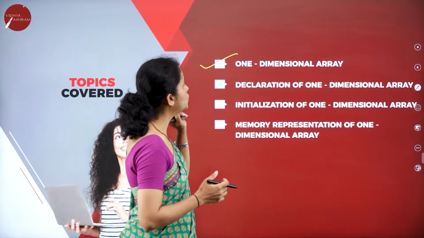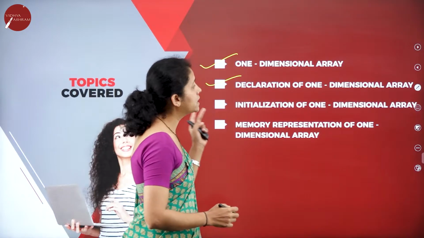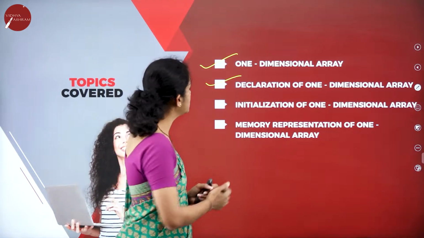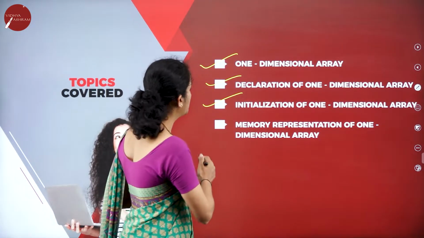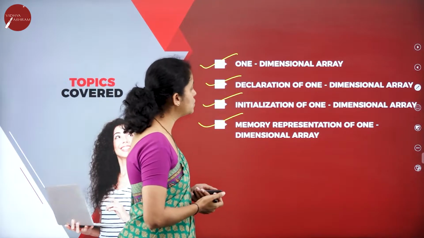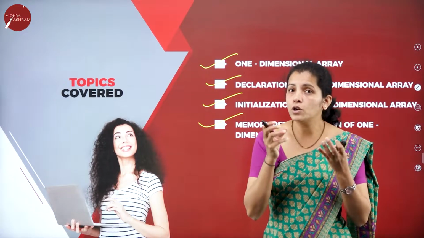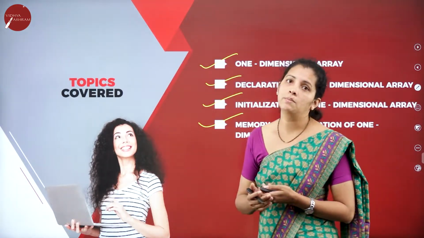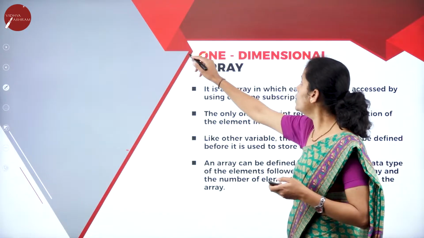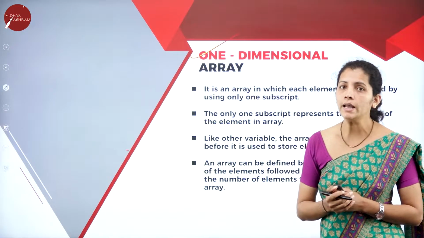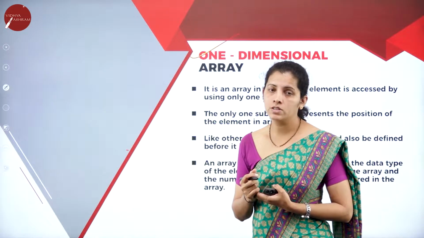So at the beginning, I'm going to deal with one-dimensional array. After that, I'm going to deal with declaration of one-dimensional arrays. Along with that, initialization of one-dimensional arrays. Along with that, memory representation of one-dimensional array. So these are the very important topics I'm going to deal with in my today's session. So what is one-dimensional array? How to declare one-dimensional array?